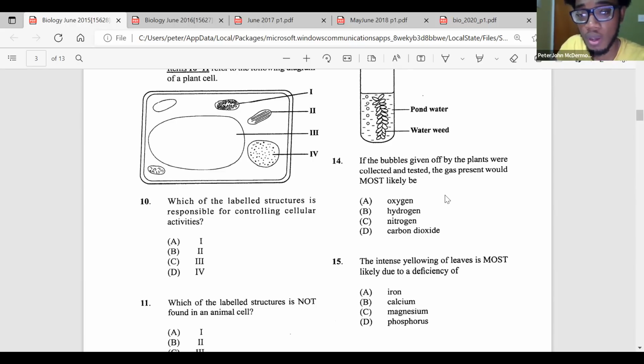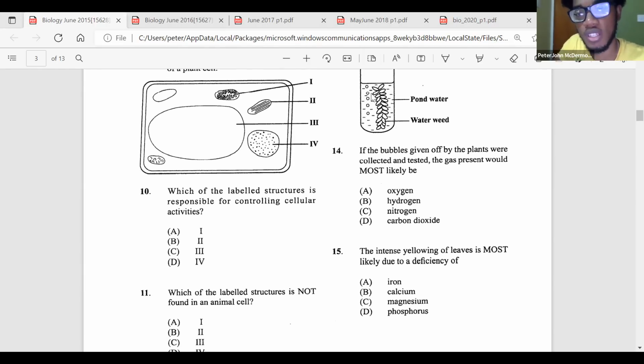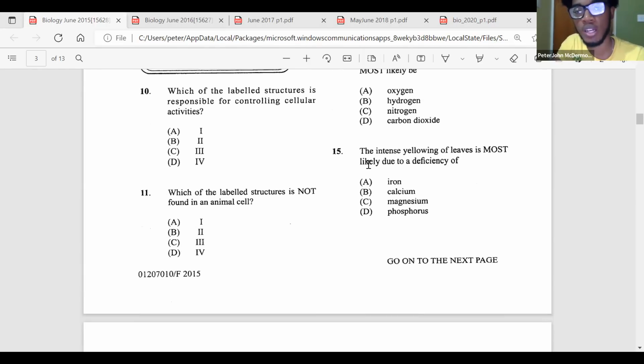So what gas is most likely to be present? If we look here, hydrogen, no, nitrogen. Hydrogen and nitrogen are not given off by the plant. It said testing the bubbles. Oxygen is, perfect. Oxygen is what's given off. Carbon dioxide is what's used. So what's contained in the bubbles would be oxygen.